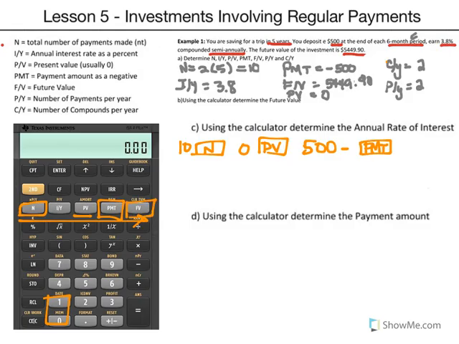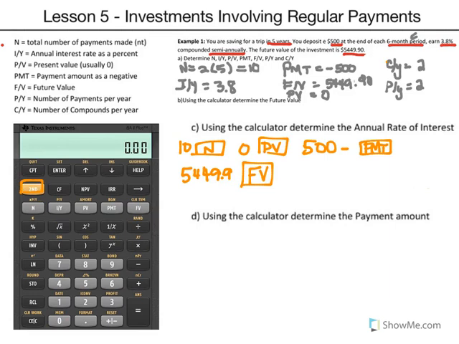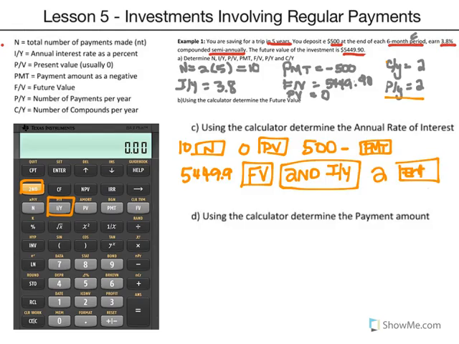Our future value is 5449.9. Now we want to get to our CY and our PY. So you go second function IY. Now we're going to go to our PY, which is 2. Then we're going to hit enter. Then we're going to hit up to get to our CY, which is also 2. Enter.